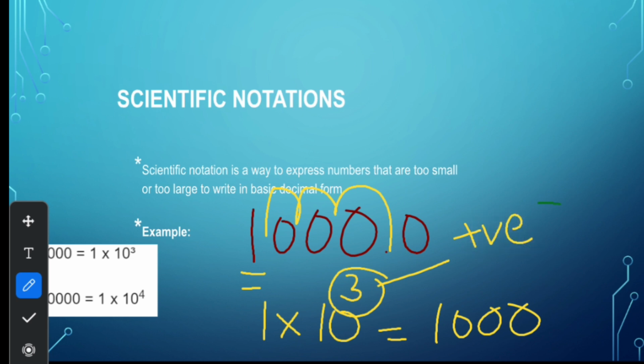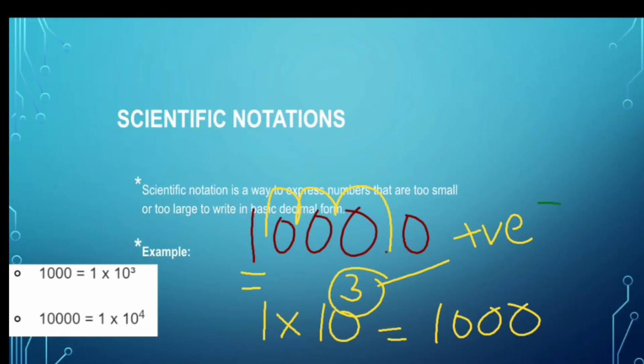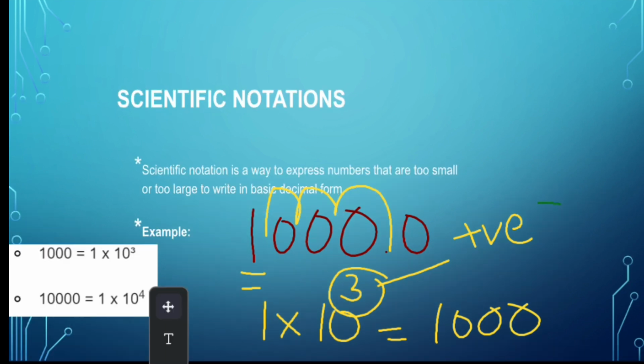The same happens with another example, 10,000. Over here we have 4 zeros before the decimal. So we'll move the decimal to the first non-zero number, which is 1. In this case, the decimal has to move 4 places to reach the first non-zero number, which is 1. So here the power is 4 over base 10.